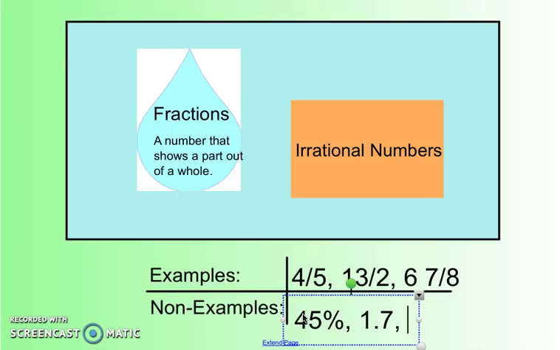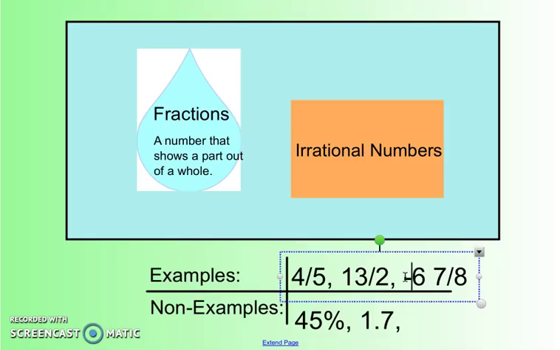So a fraction just basically means that it's a part out of a whole, and that's what we're looking for, that we have a numerator and a denominator. We can also have negative fractions, so I could put a negative on this 6 and 7/8, and it would still be considered a fraction. So it doesn't have to be positive to be a fraction.